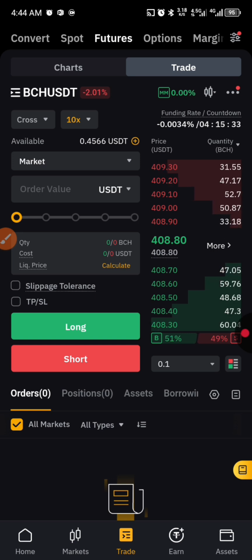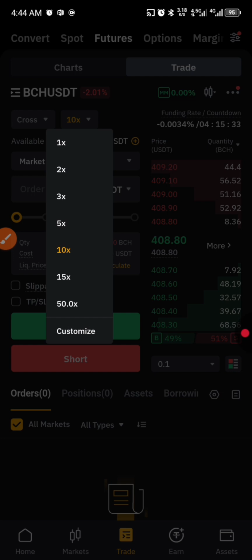Now you have your leverage. This is where a lot of people get burned. You see this leverage, this is where you will know if you're a greedy person. One thing trading will teach you is whether you're greedy or not, and this is where it will really show.